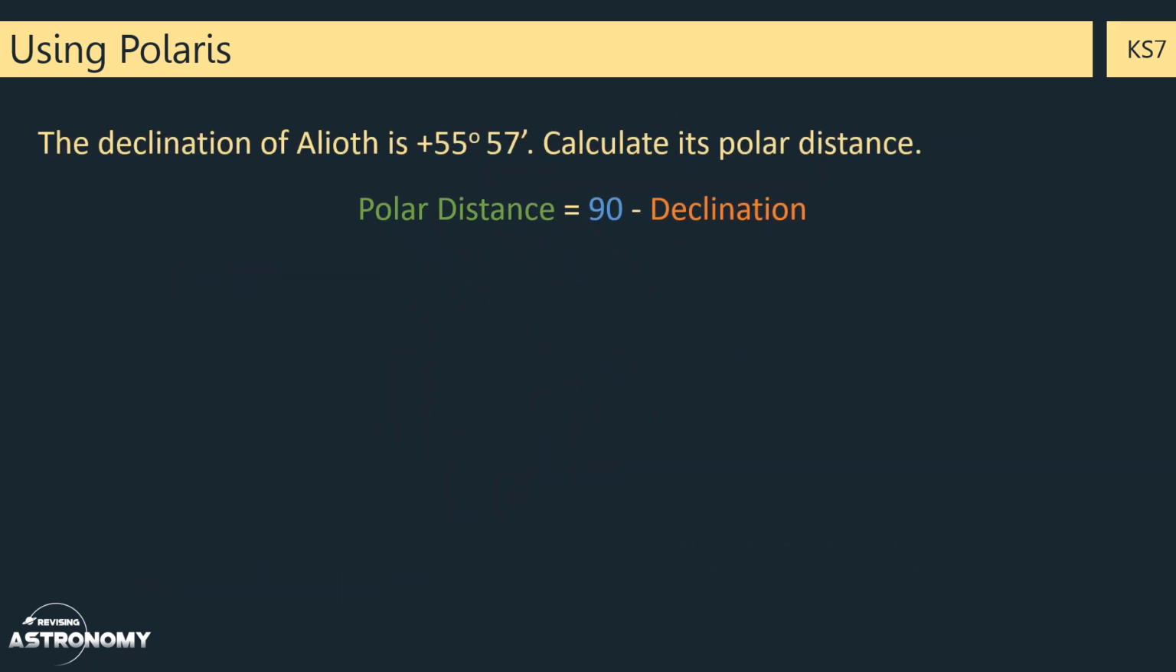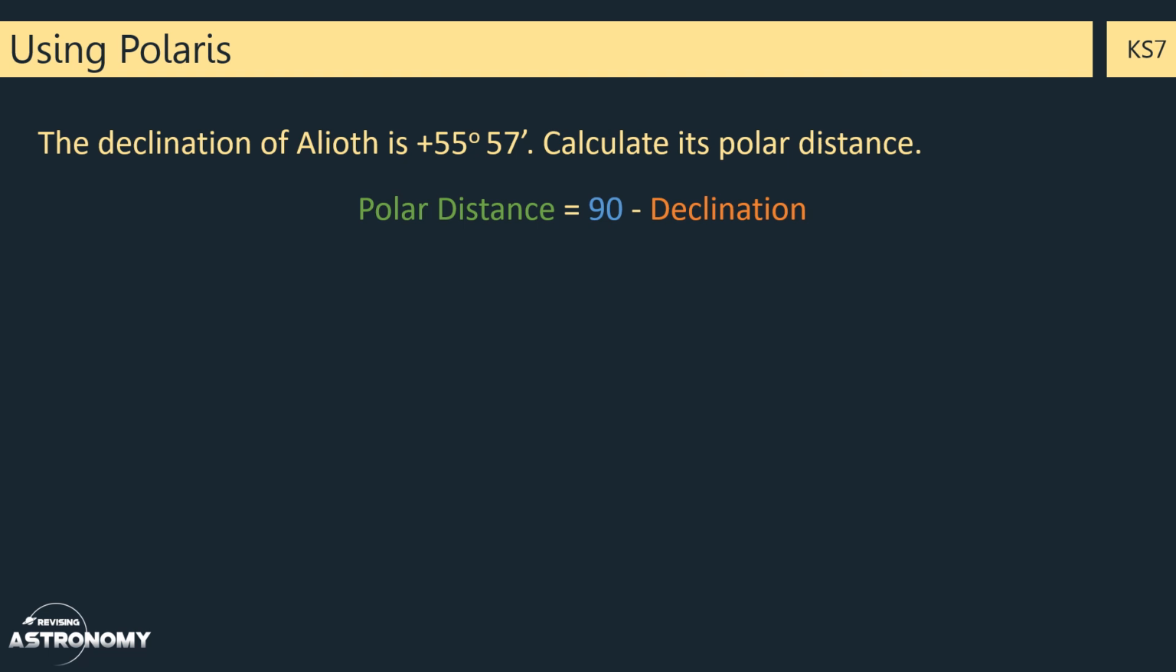Let's finish with one last example. Here we have the declination of the star Alioth. Alioth has a declination of 55 degrees and 57 minutes. This is an extra degree of accuracy in our measurements. There are 60 minutes in 1 degree.